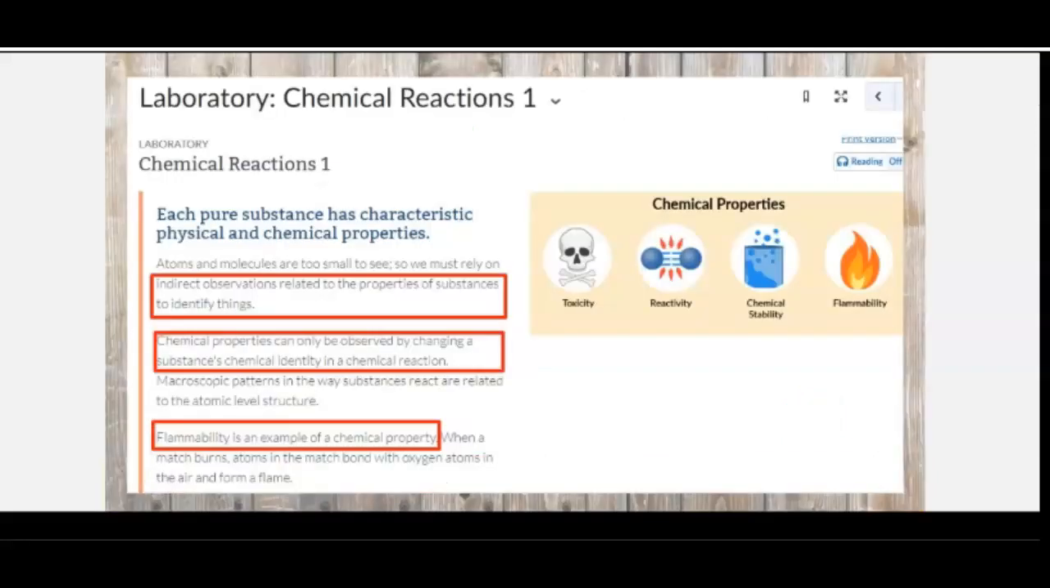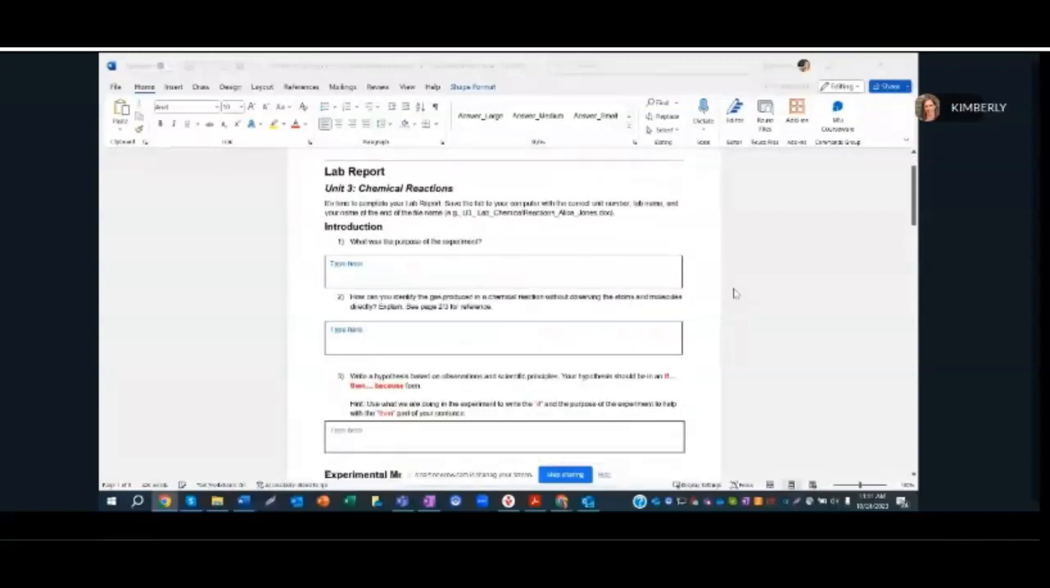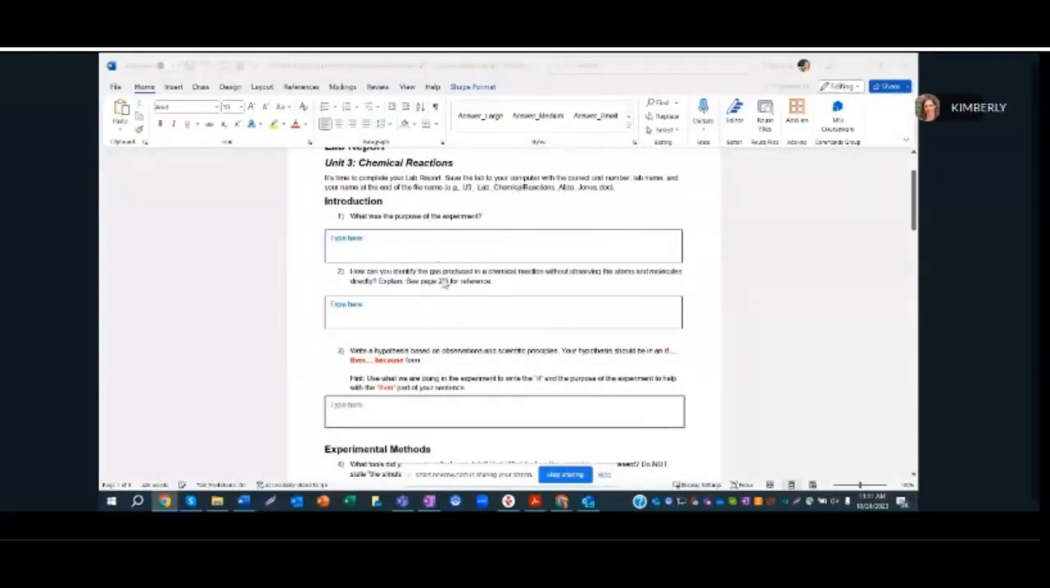So as we get started, the first thing I want to do is go through the lab report and just see what we're looking at. I think that's always a great place to start. So again, I'll share really quickly. I say really quickly, and here we are. Okay. All right. So starting at the beginning, we want to find out what's the purpose of this experiment.